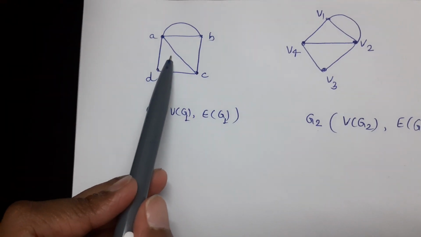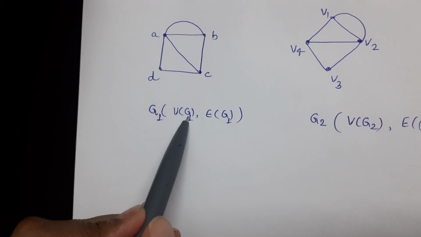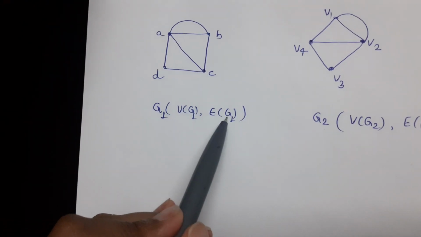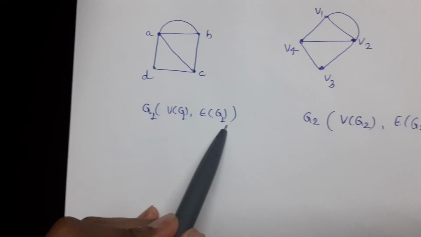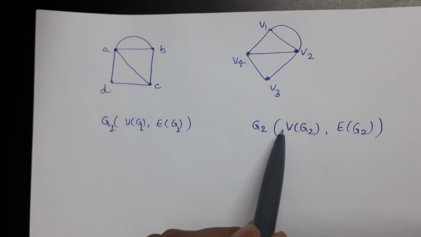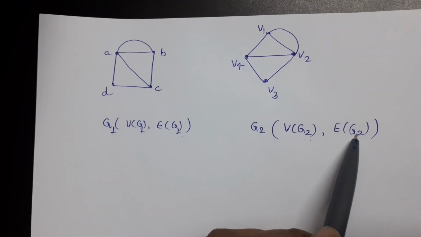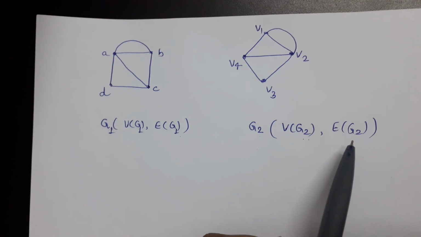Let us represent this graph as G1, where VG1 is the vertex set of the graph G1 and EG1 is the edges of the graph G1. Similarly here, we name this graph as G2. VG2 is the vertex set of graph G2 and EG2 is the edges of the graph G2.